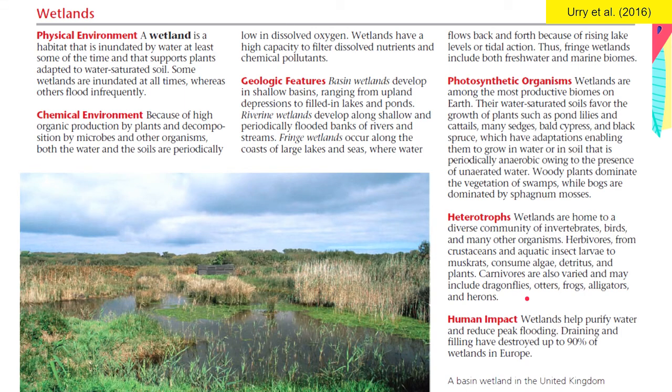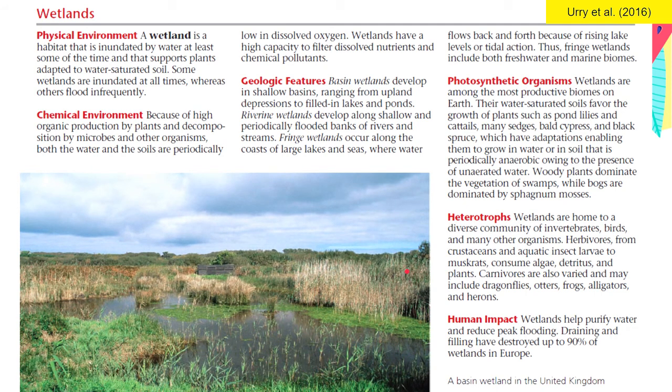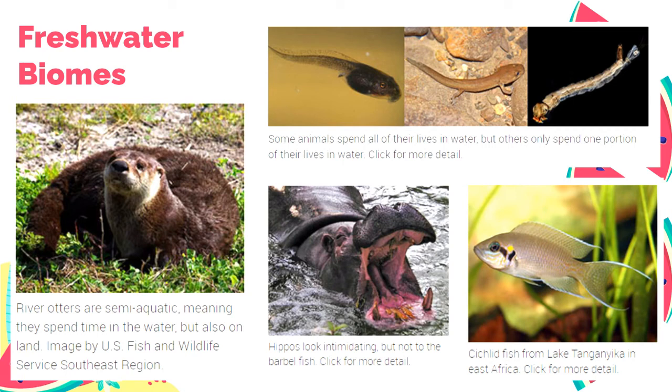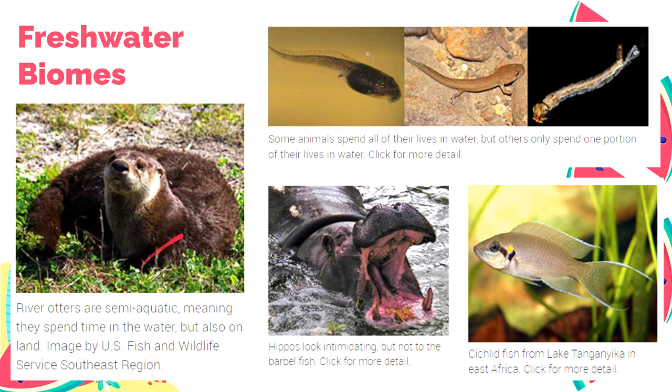Sadly, draining and filling of this or conversion of this into land destroyed 90% of wetland in the European region. So these are examples of organisms that we can find in freshwater biomes. We can find river otters. They are semi-aquatic mammals. So they spend time in the water and land. So you can also find some amphibians and reptiles that can actually transition from water to land.